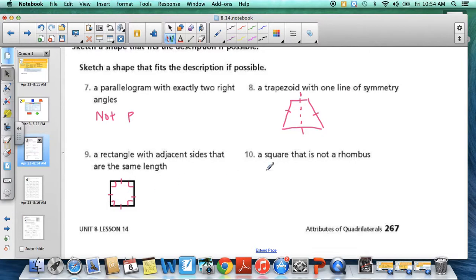Okay, so for number 10, a square that is not a rhombus, and that's also just not possible. So we would write "not," and then you guys would write "possible." Okay, so let's move on.